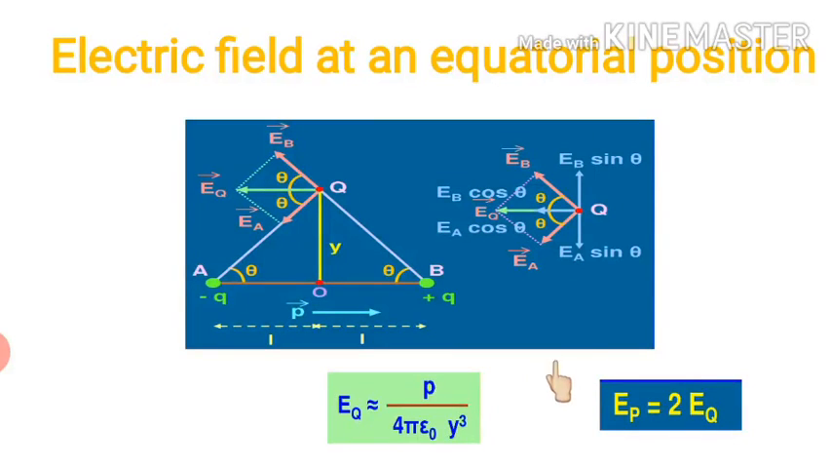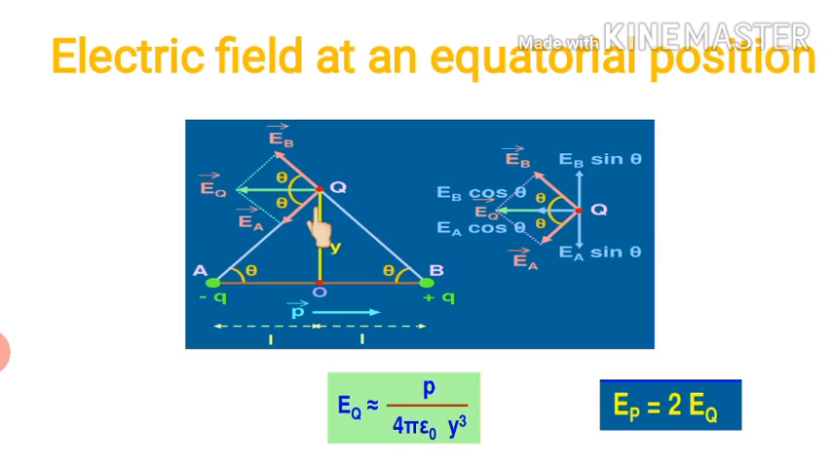Now suppose we want to calculate electric field at an equatorial position. In this picture, AB is an electric dipole consisting of two charges minus Q and plus Q separated by 2L distance. P is the dipole moment whose direction is from minus Q to plus Q. Q is an equatorial point as it lies on the perpendicular bisector of this electric dipole.